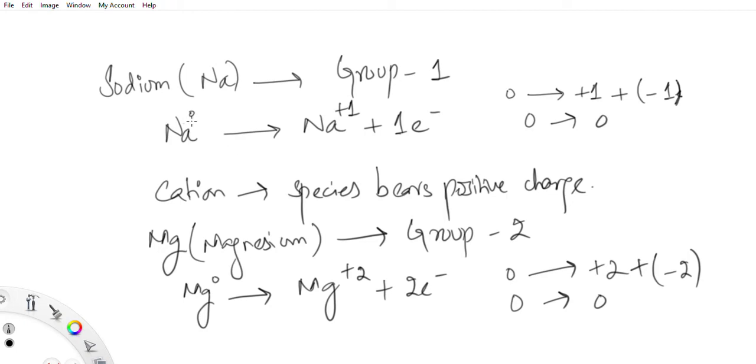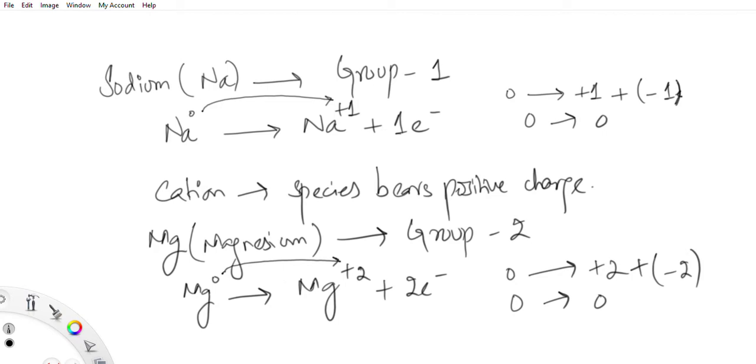Now we said that it is the loss of electrons. So as you can see, one electron is being lost. We also said it is an increase in the oxidation number. So yes, it is increased. The oxidation number has been increased from 0 to +1. And in the case of magnesium, it is again increased from 0 to +2. So it is very clear that oxidation is the loss of electrons, and it is increasing the oxidation number.